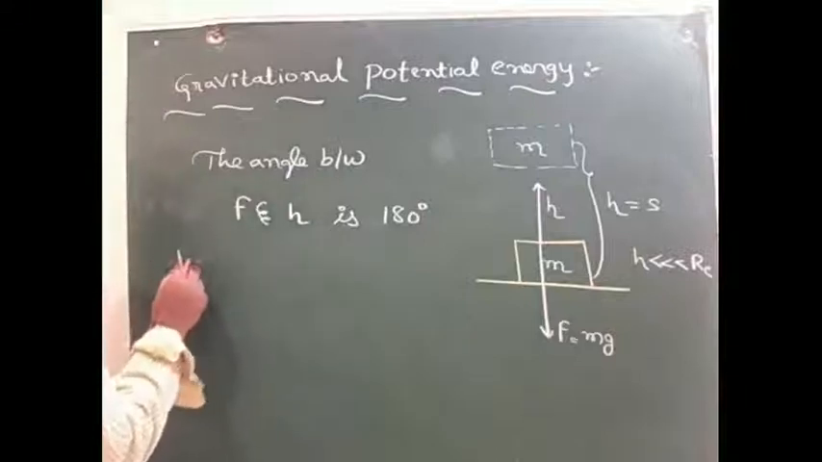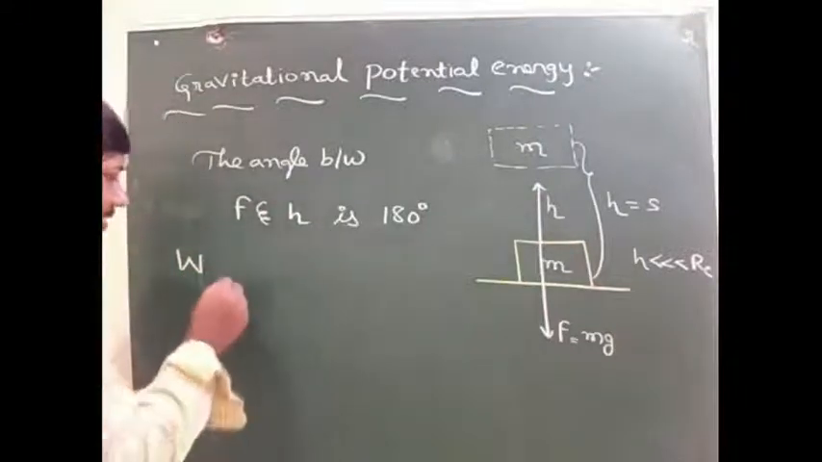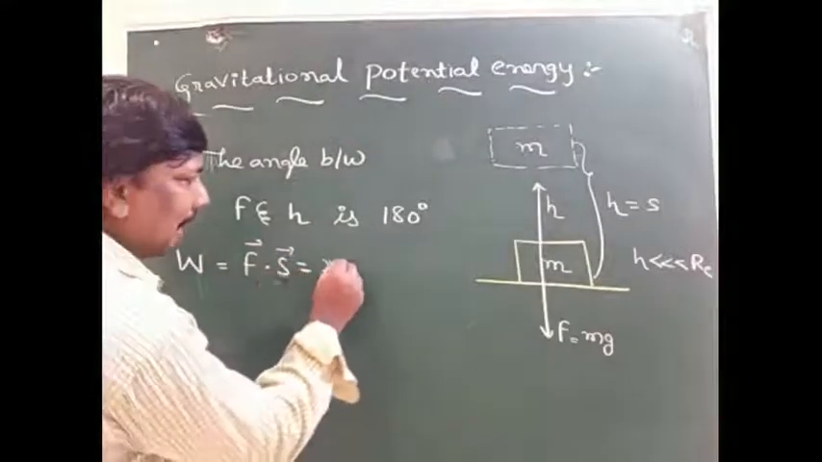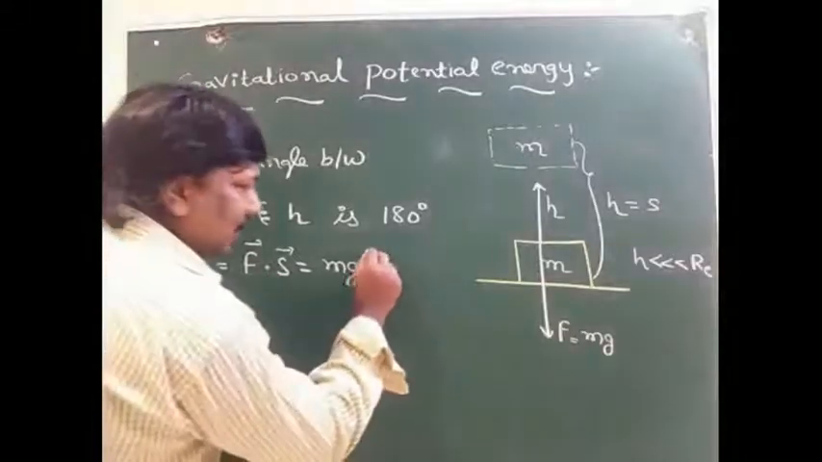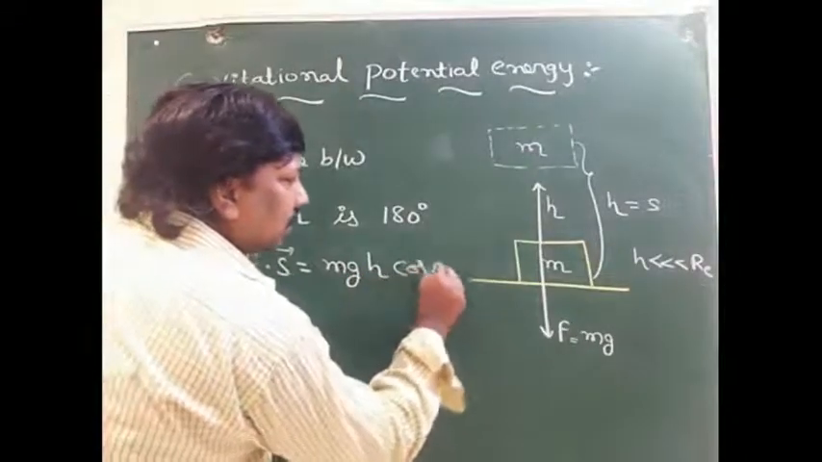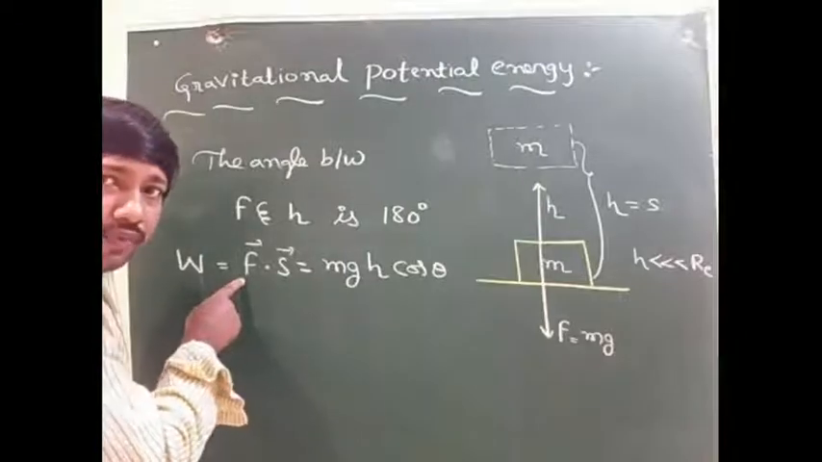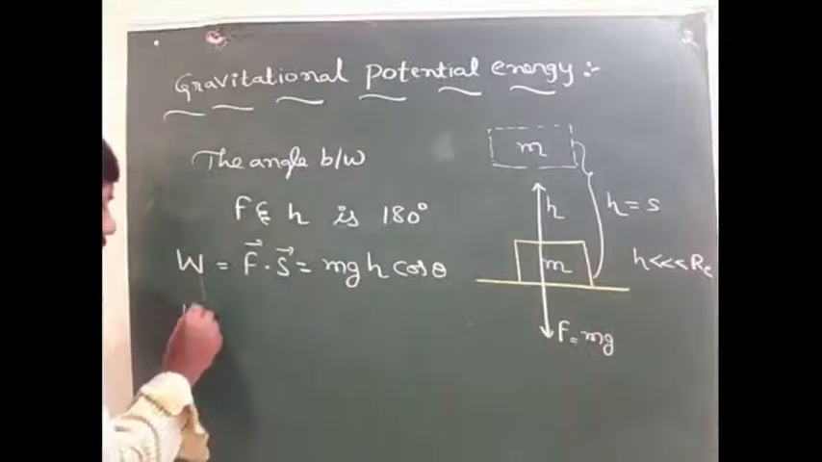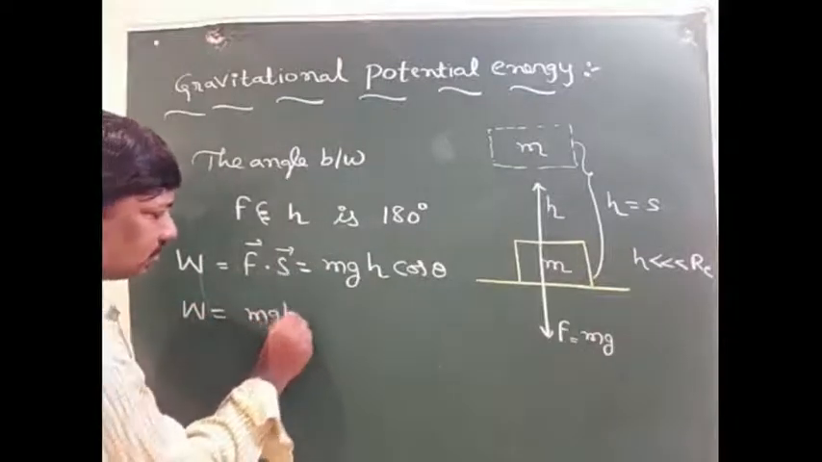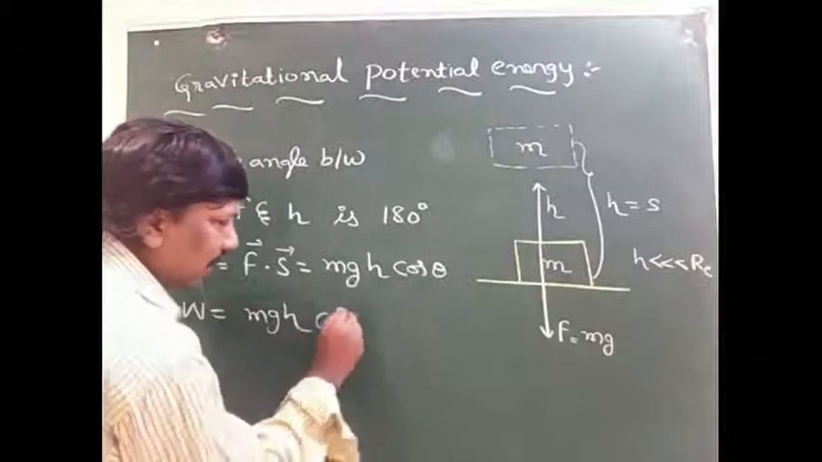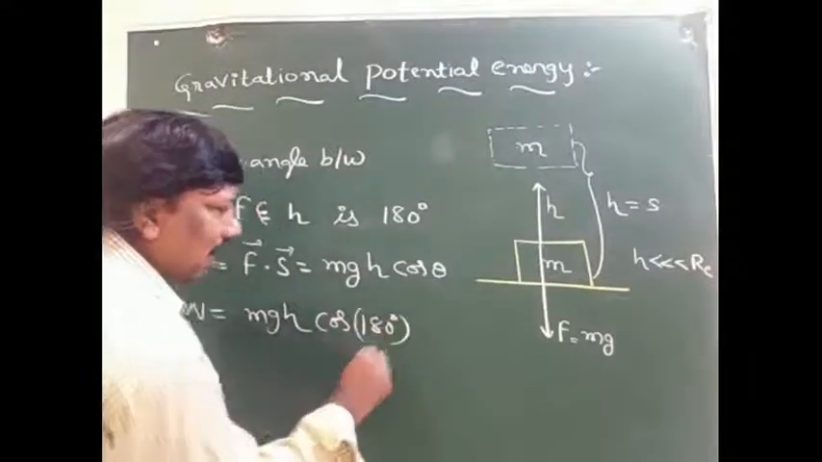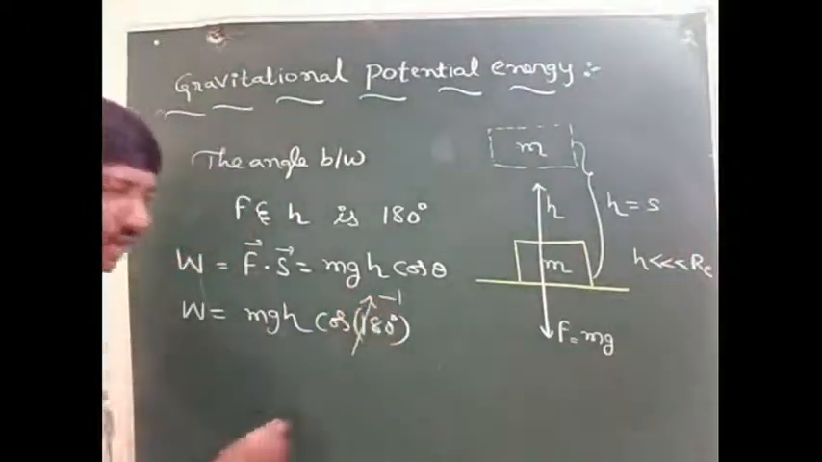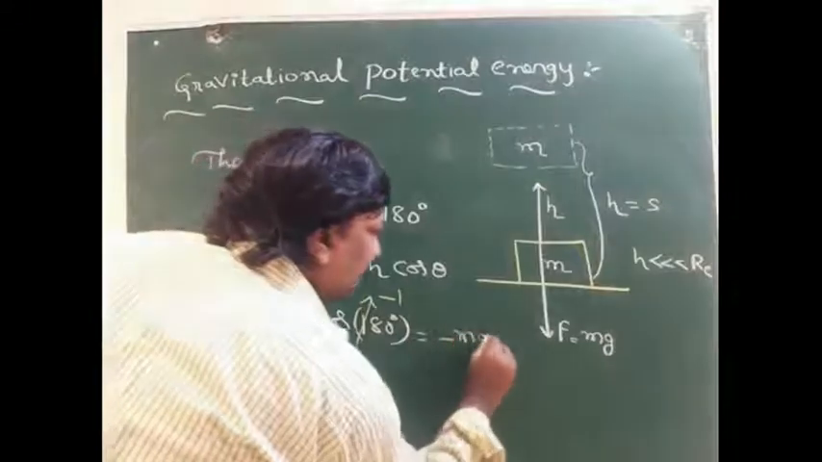Now the work done by the gravitational force is equal to F dot S. Here F is mg, and S is h cos theta. So this is the dot product of force and displacement. It gives work done. So now W equals mgh cos theta. Here the angle is 180 degrees. We know that cos 180 is equal to minus 1. So minus 1 into mgh, that is minus mgh.